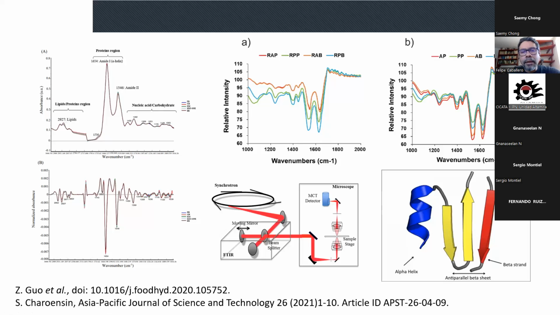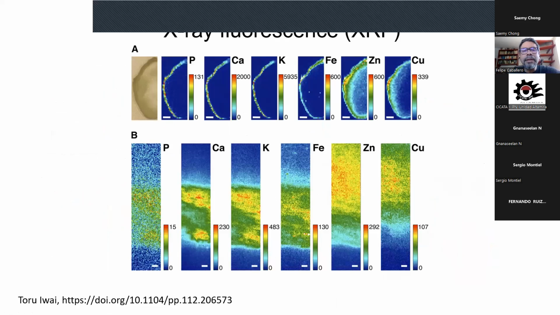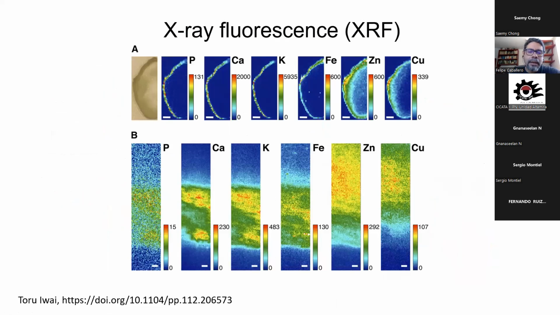Another technique that is commonly used for studying materials is X-ray fluorescence. This is based on illuminating the sample with a monochromatic X-ray beam, and this monochromatic X-ray beam makes the atoms inside the material emit X-rays of a very particular energy. So they are the digital fingerprint of the element inside the material.